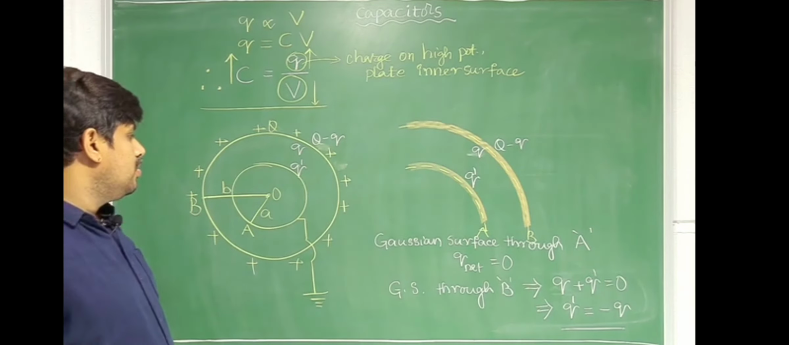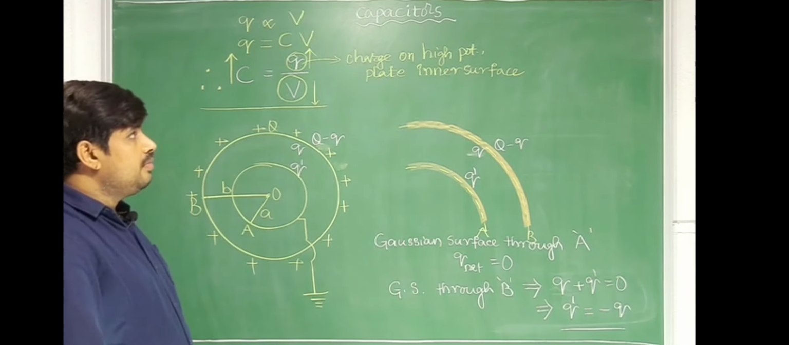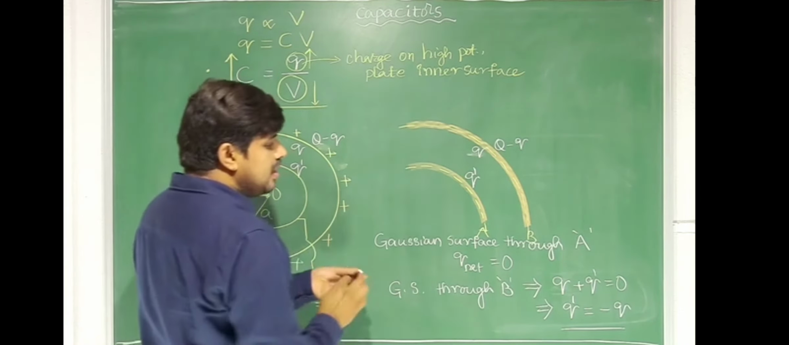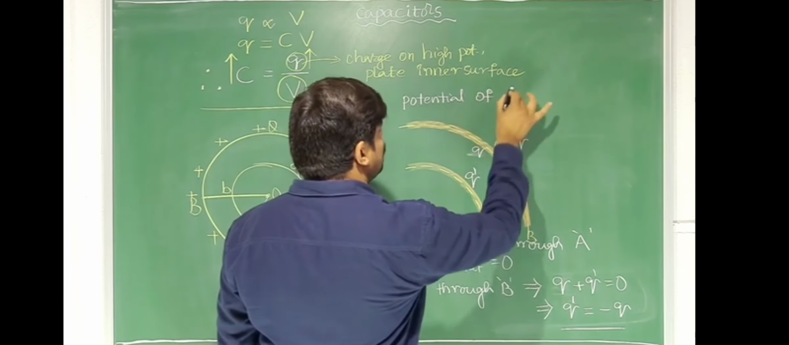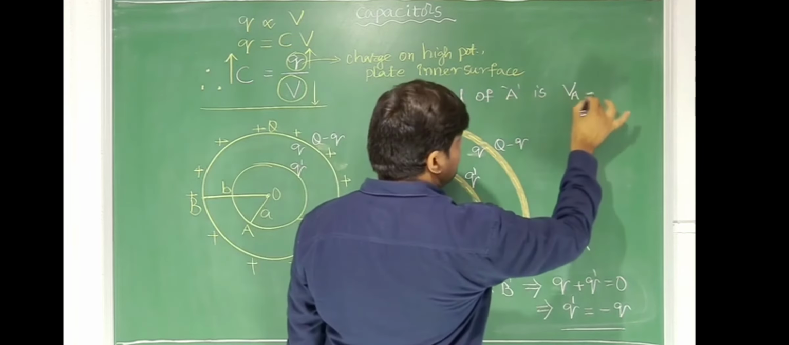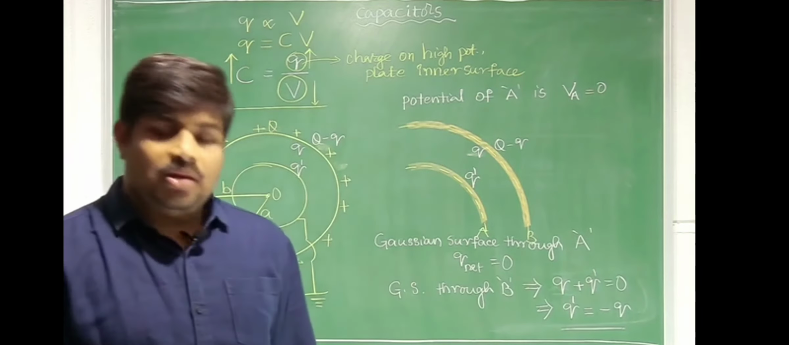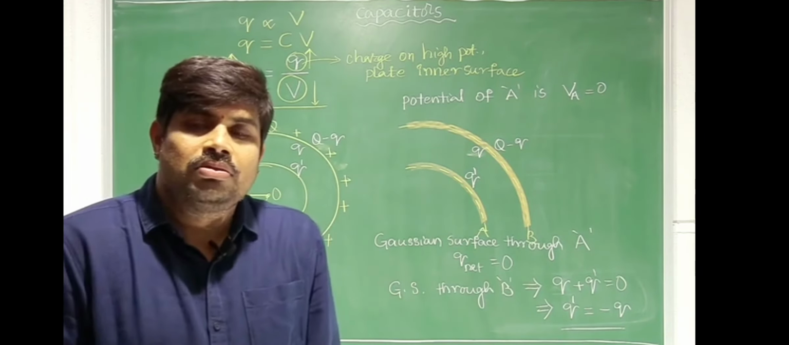Okay, and now A is connected to ground. So what is the potential of A? The potential of A, if I write, is 0. Potential of A is VA, that is equal to how much? 0. Why? If you connect something to the ground, what will its potential be? 0. Why, you may ask, sir?